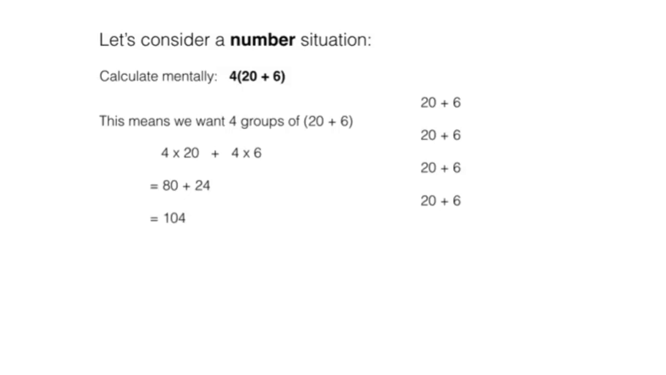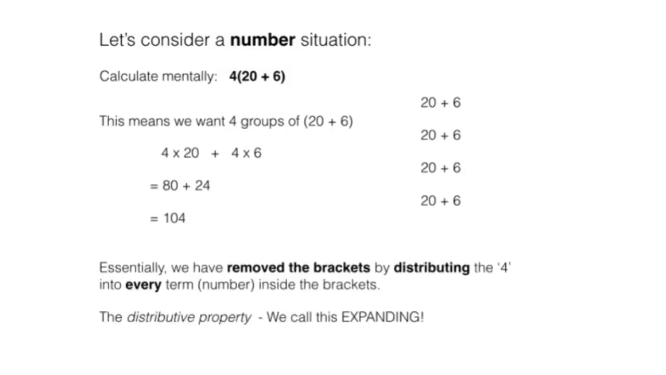So essentially in that question, what they've asked us to do is remove those brackets by distributing that 4 into every term inside those brackets, the distributive property. So 4 multiplied by the 20 and 4 multiplied by the positive 6.